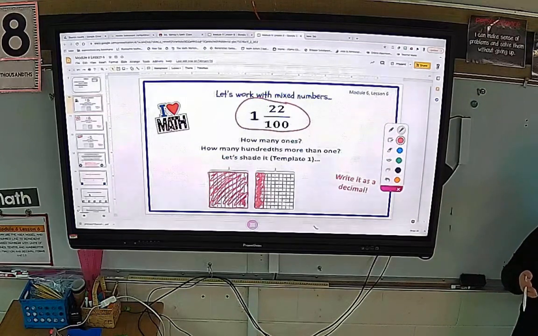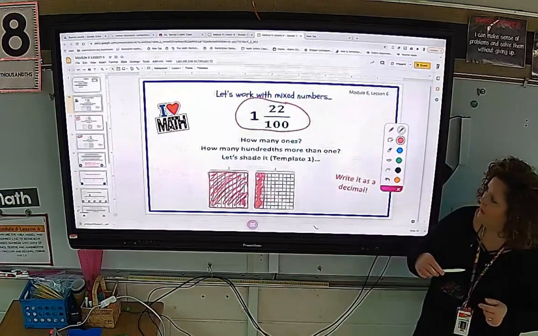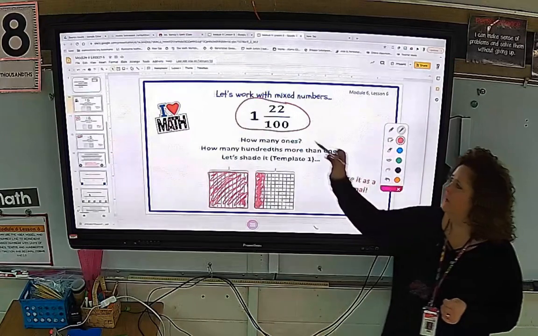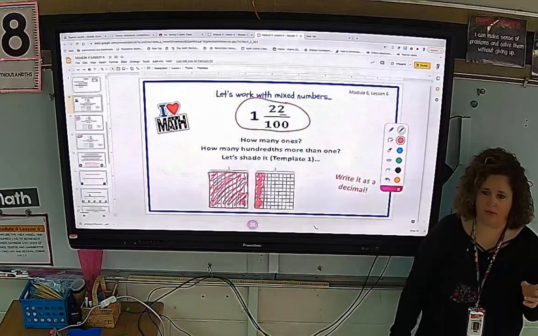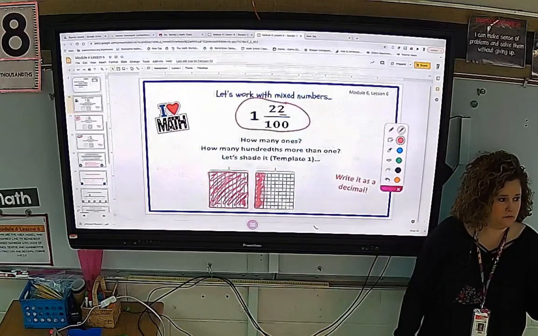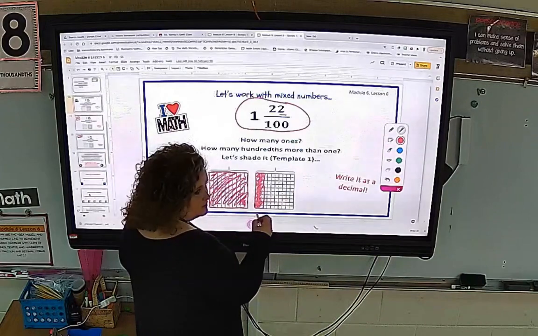Why? Because it's just showing 120, and you need two more of the 100 filling. Okay, because we have 22. Okay, so how do I show that? You put it into one of these places. Two more itty bitty ones.